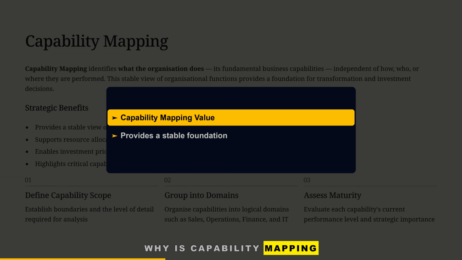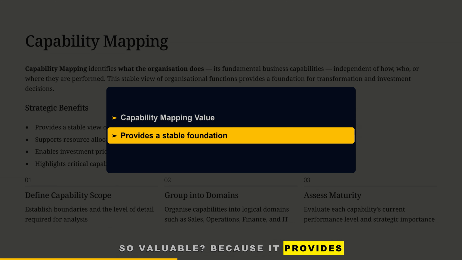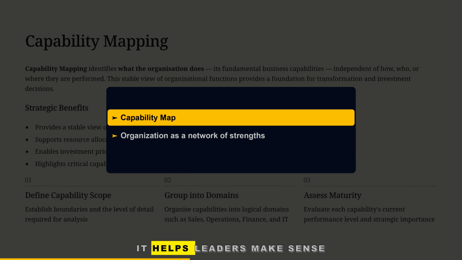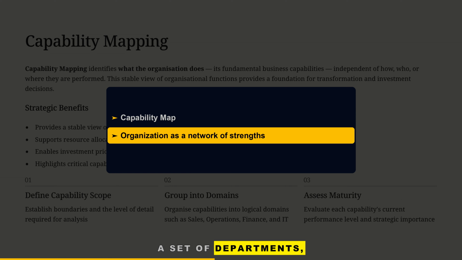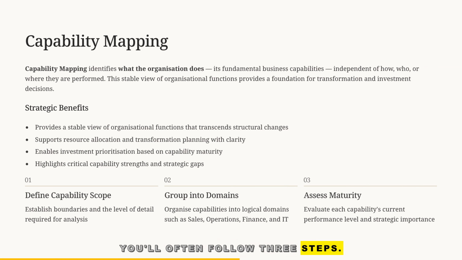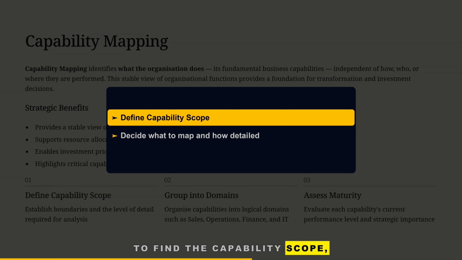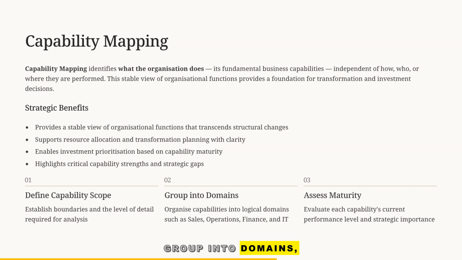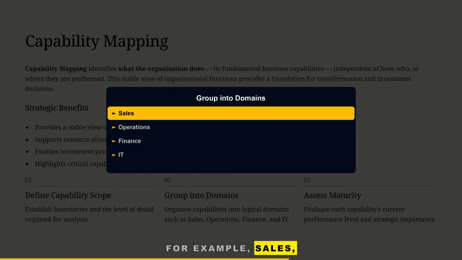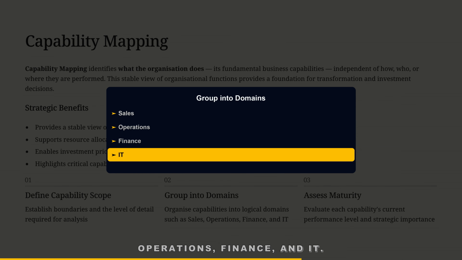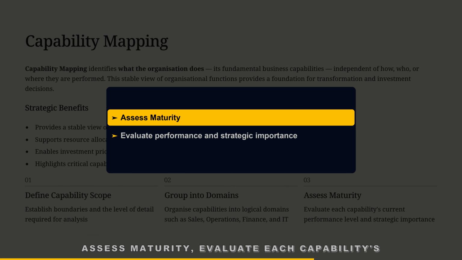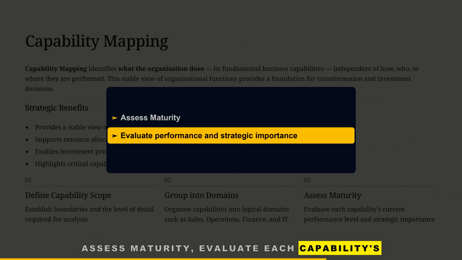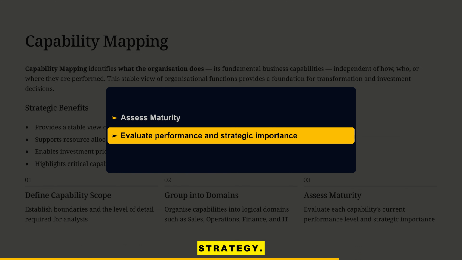Why is capability mapping so valuable? Because it provides a stable foundation. It helps leaders make sense of complexity, to see the organization not as a set of departments, but as a network of strengths. You'll often follow 3 steps. Define the capability scope, decide what to map and how detailed it should be. Group into domains, for example, sales, operations, finance, and IT. Assess maturity, evaluate each capability's current performance and importance to strategy.